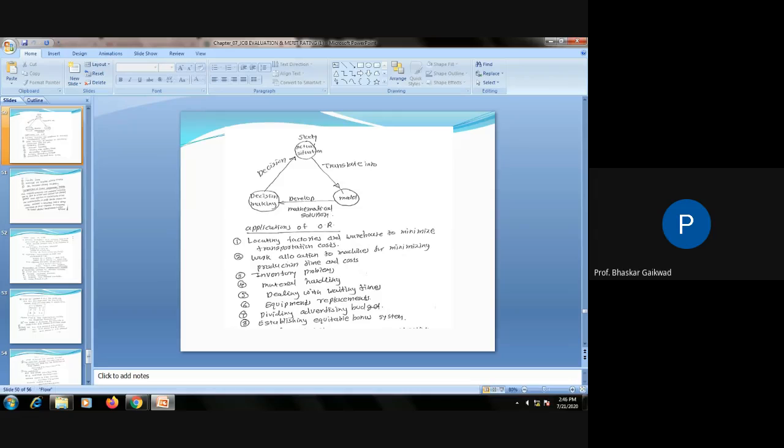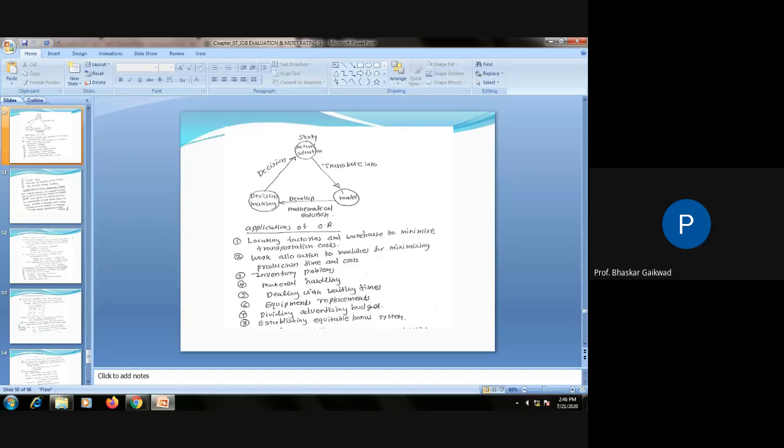Work allocations to machines for minimizing production time and cost. So many machines are there. How to load all these machines having equal capacity, equal manufacturing capabilities? In order to decide this, we require the help of OR so that production time and cost will get reduced. For this purpose, we can use OR.